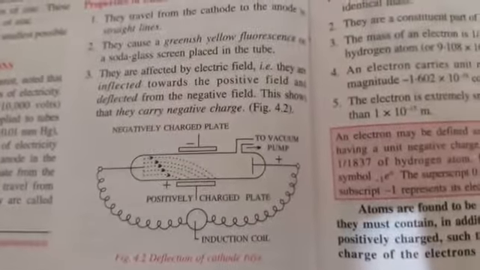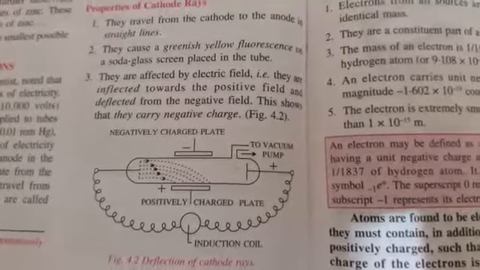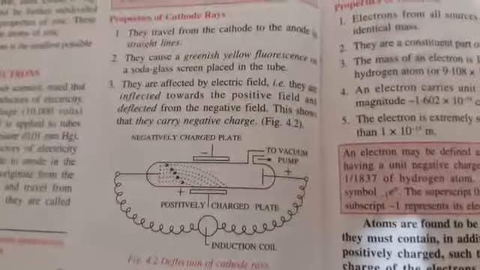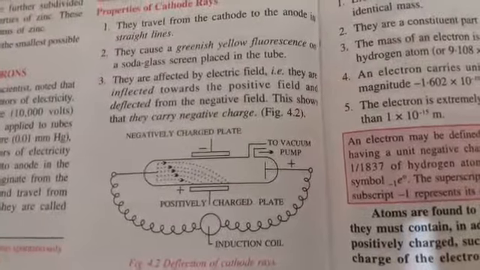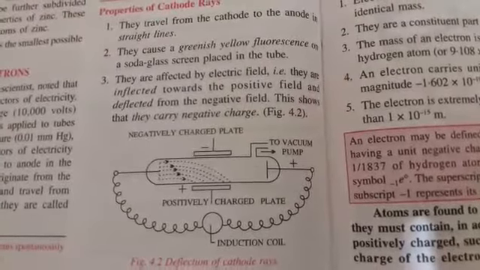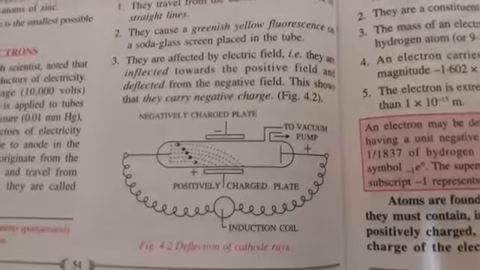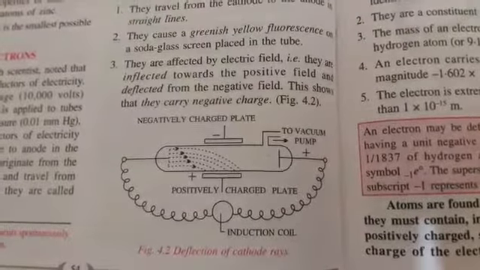So students, this is all for today, and in our next meeting we will see some more properties of cathode rays and the conclusion derived by the scientist J.J. Thomson. Till then, goodbye.